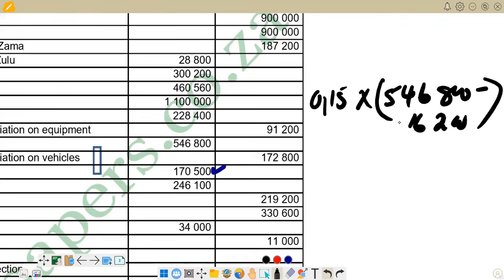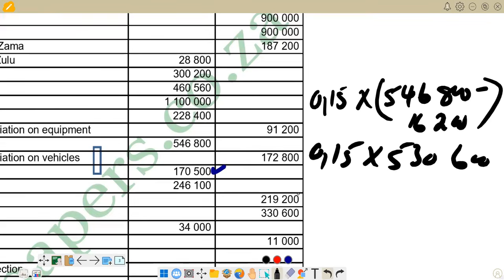Right, we try to calculate that one. Let's try to see what we have there. When you say 546,800, then you subtract the 16,200, the answer that you get is 530,600. So you're saying 0.15 times 530,600. Then you now say 0.15 times that figure.